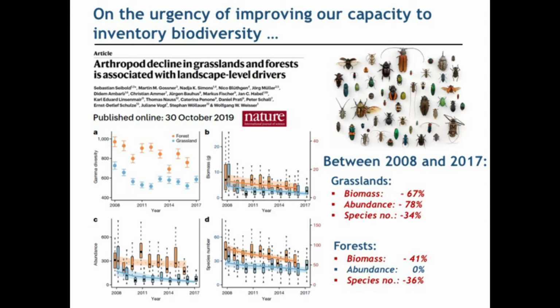And just last week, this paper came out as well, just to illustrate that the biodiversity crisis does not hit only the big animals, only the vertebrates, but also the insects. This is work that has been done in Germany. I'm not going to go through the figures, but it shows that over the last 10 years, in grasslands, the overall biomass of insects went down by 2/3, the abundance by 80%, and the species number reduced by 1/3. And similar numbers in the forest, except that the abundance of species remained even over the last 10 years. So that's pretty dramatic as well.